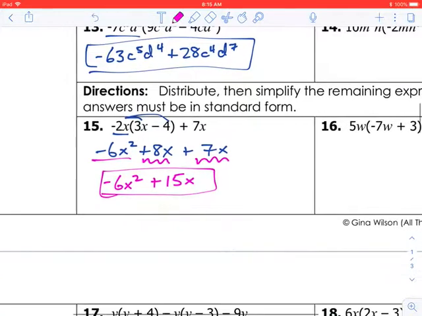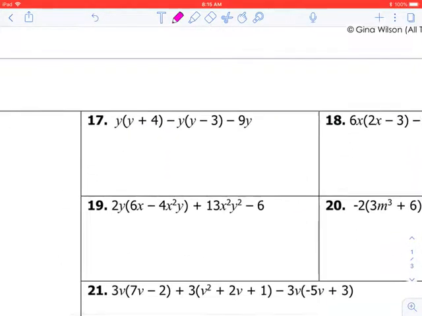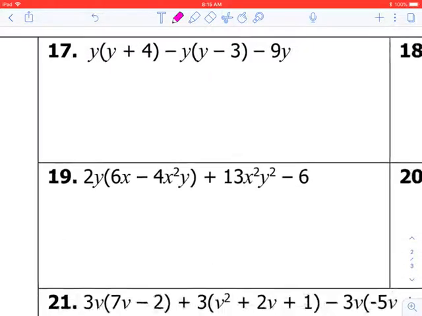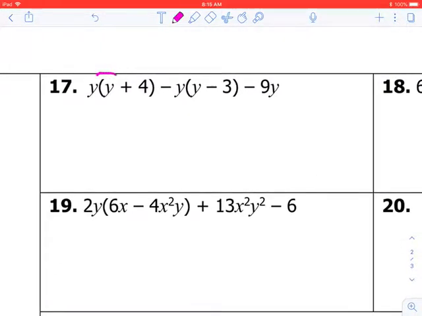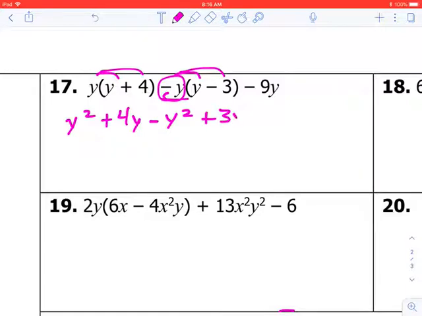Okay, so let's go to the back side and go through some of these, and then we'll be about done. So in this case, I've got two parentheses to take care of. So let's do this. Y times y is y squared. Y times 4 is 4y. Done with that one. Let's do this one. Now, this is not just y, this is negative y. So negative 1 times 1 is negative y squared. Negative times negative is positive 3y. And then we have 9y at the end.